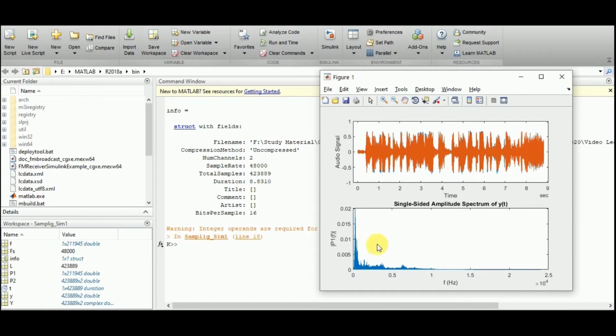Moreover, note that since this is an audio file, our content which contains information would be limited to around 4 kilohertz, while all of this is just appearing from the noise. Now let's play the sound.